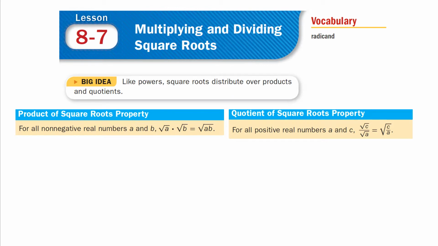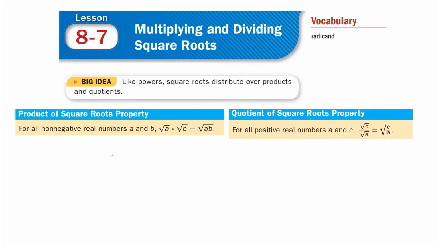Welcome. We're on 8-7, multiplying and dividing square roots. The idea here is, like powers, square roots distribute over products and quotients. So, the product of the square roots property: for all non-negative real numbers a and b, the square root of a times the square root of b is equal to the square root of a times b. And for all positive real numbers a and c, the square root of c divided by the square root of a is equal to the square root of c over a, or c divided by a.